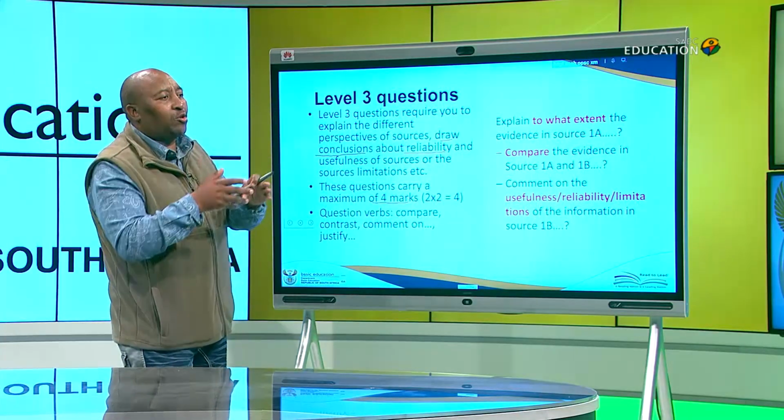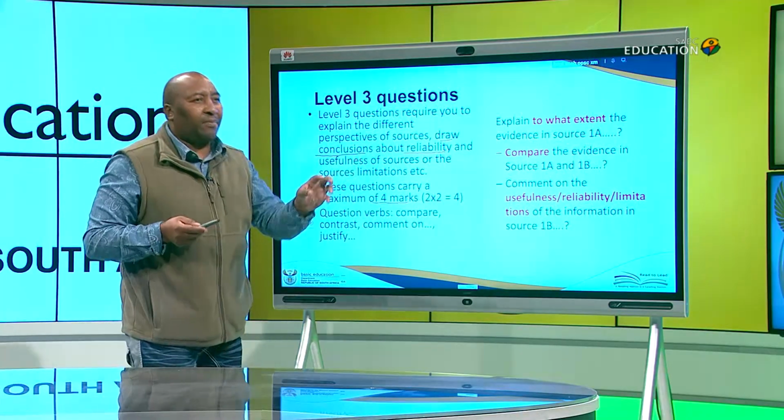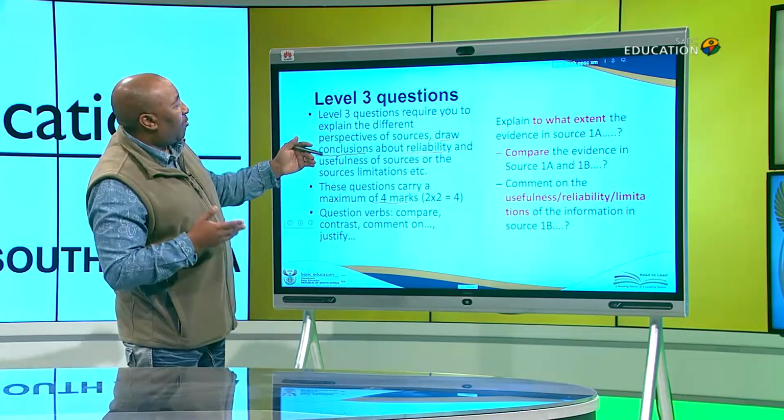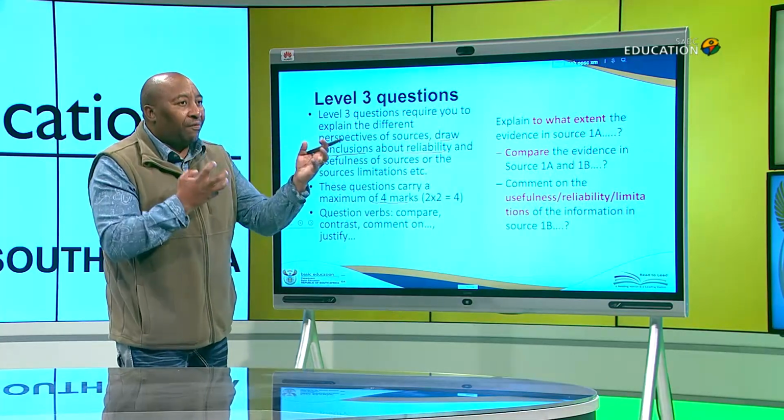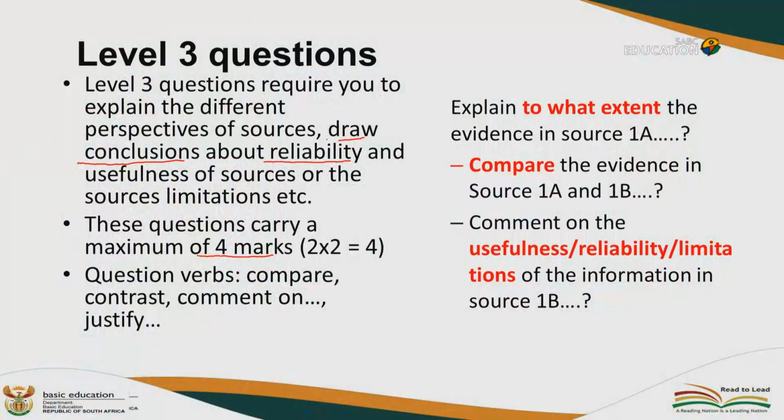This is now a level 2. I must use the source and my information. This is now level 3. I must talk about different perspectives. Your usefulness, the limitation of a source, which are the verbs that we are going to discuss as the lesson progresses.